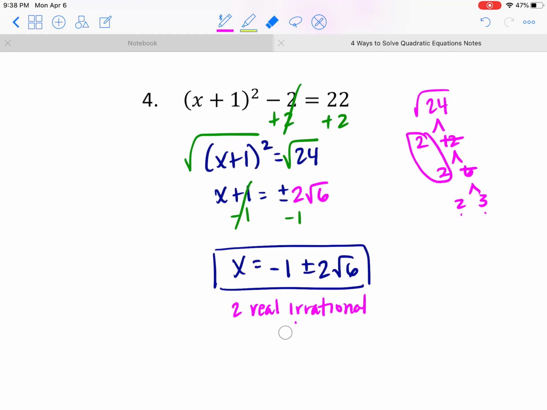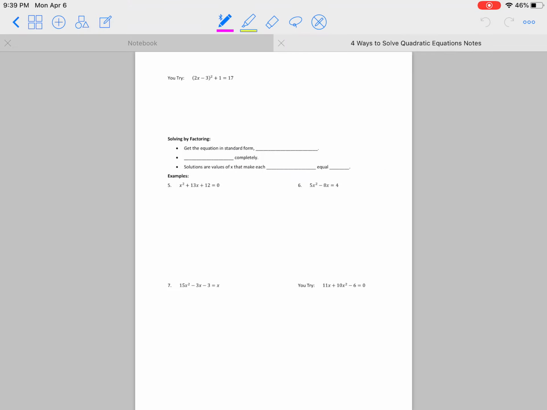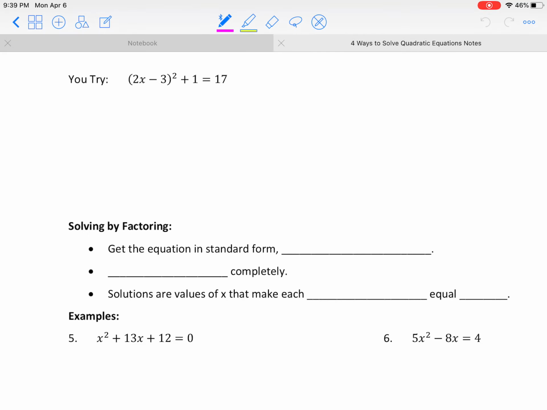What did I put over here? Two real and irrational solutions. Don't need to write all that out. Let's stick with "solutions." Okay, so two real solutions are just ugly. They're irrational, those non-repeating, non-terminating decimals.